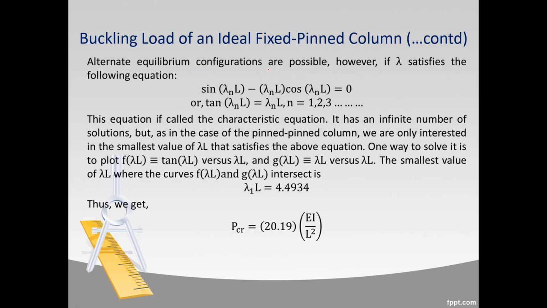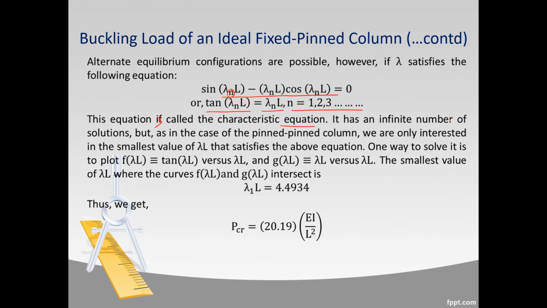So alternate equilibrium configurations are possible if lambda satisfies the following equation. The same equation, after removing C1, we put this subscript n in lambda here. So if you rearrange the equation and divide both sides by cos lambda L, you will get the value of tan lambda_n L equals lambda_n L. The value of n is 1, 2, 3 and so on. So this equation is called the characteristic equation.